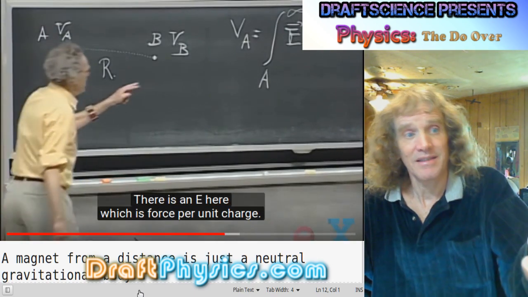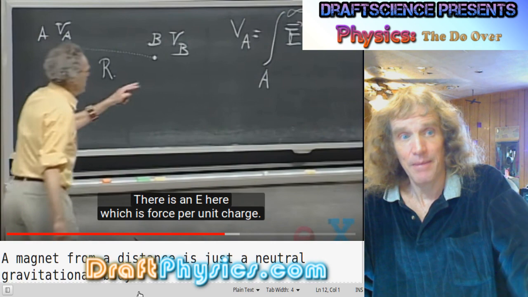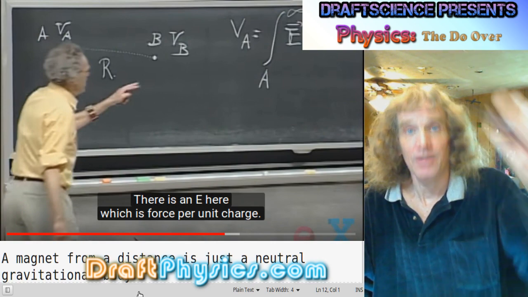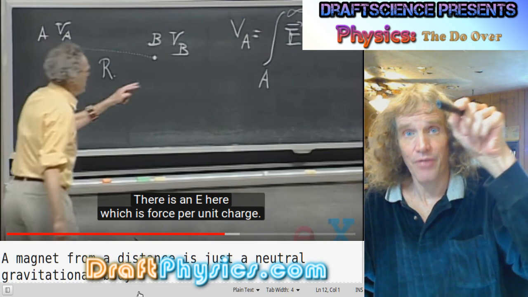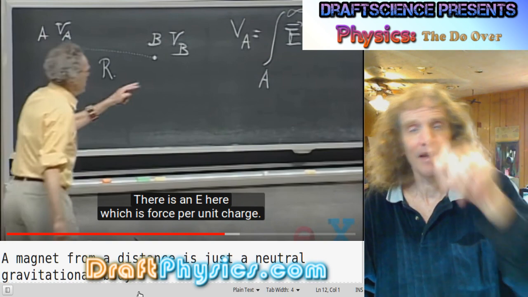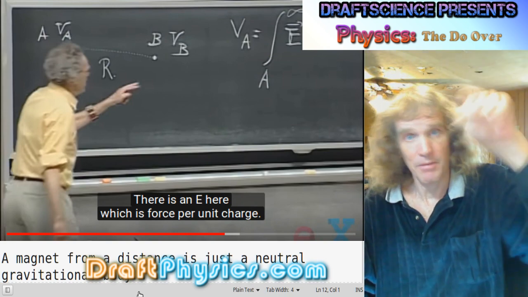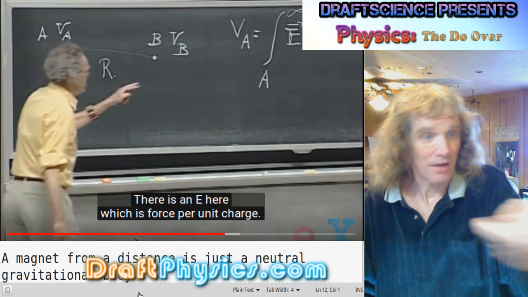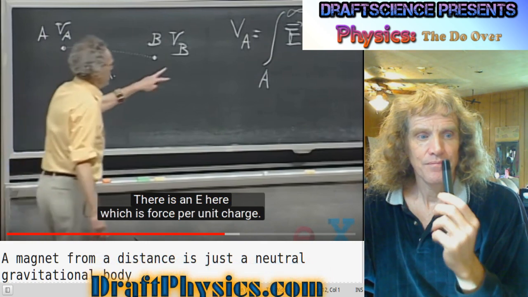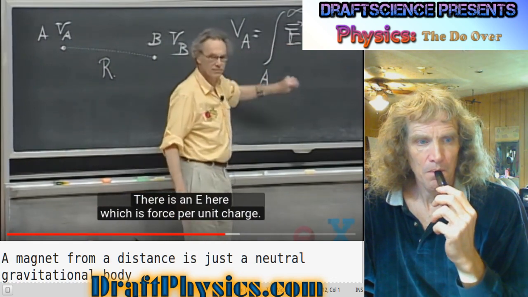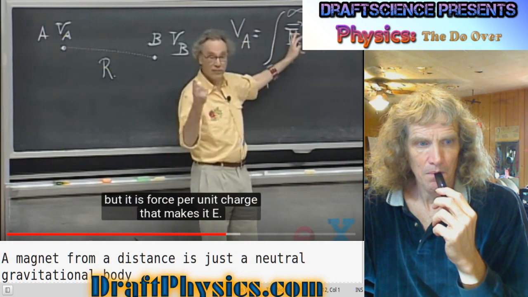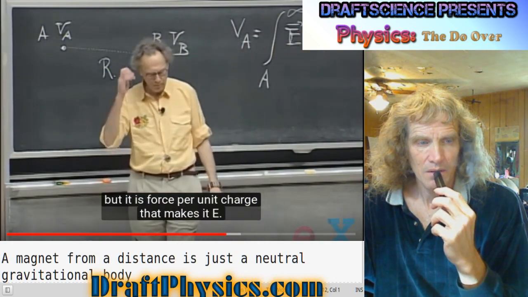So dr is a segment of r, capital R, and you're going to take a little hunk of it and figure that out, and then take another little hunk and figure that out, and take all these little hunks and average them to come up with the average of that line. But obviously a straight line would be a pretty easy integral. E here is force per unit charge. So it is not work. If there were force times dr, it would be work, but it is force per unit charge that makes it E.